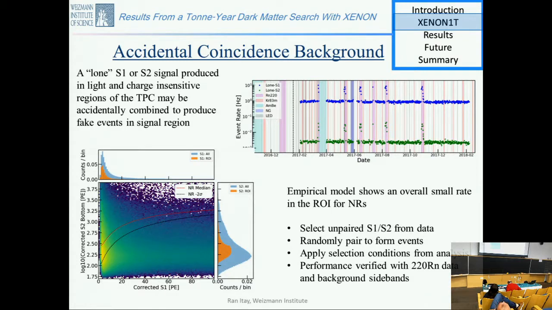The last type of background that we have to take into account is what we call accidental coincidence background. This happens when an event occurs in a place where there is poor light or charge collection, and then you have a lone S1 or a lone S2 which accidentally coincide, producing an event which is not a real event, but just a coincidence of two events. We took this into account, but this is a small rate in the ROI of NR. We estimate this by sidebands and by comparing our model to radon-220 calibration data.